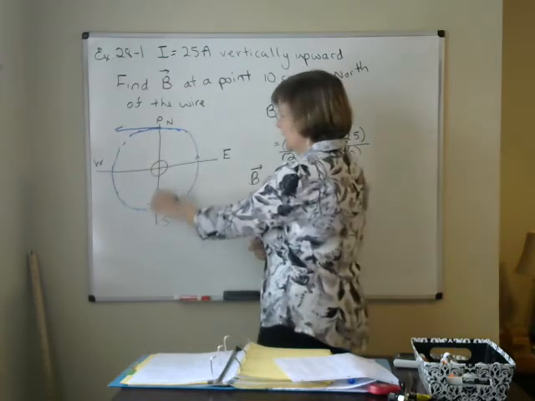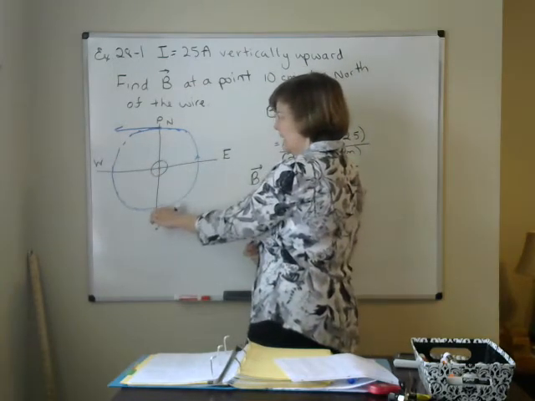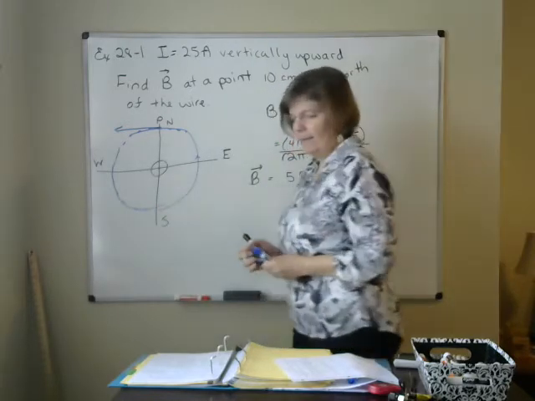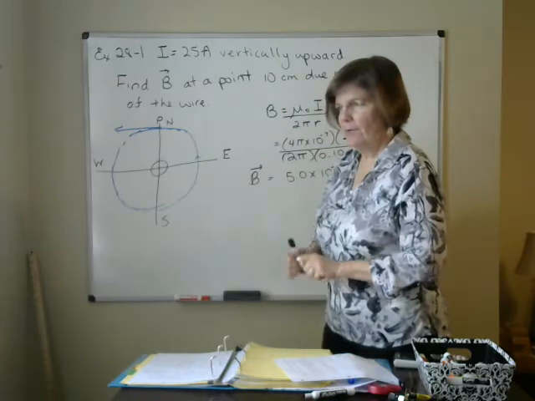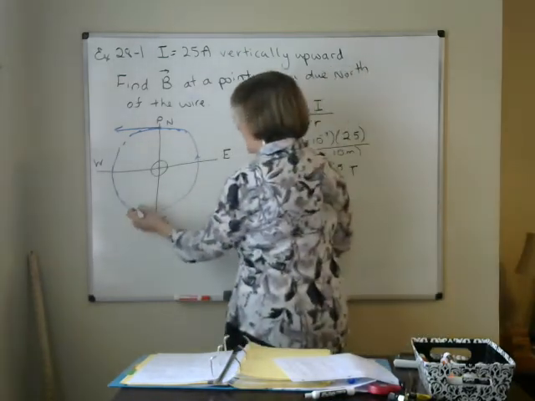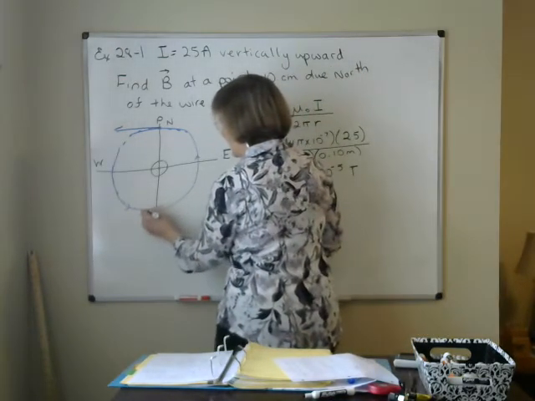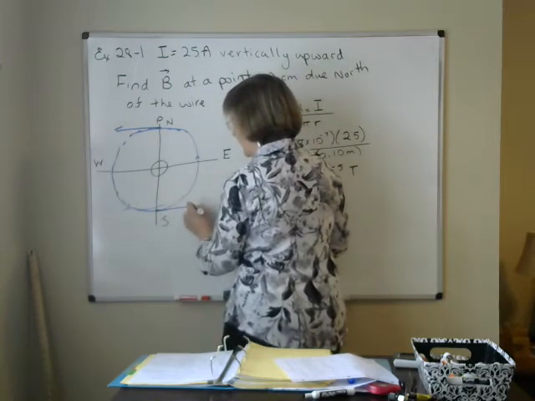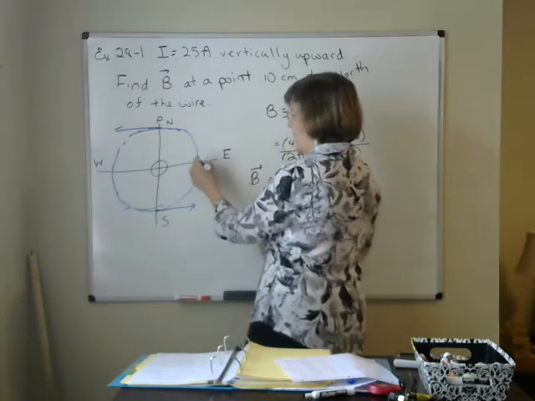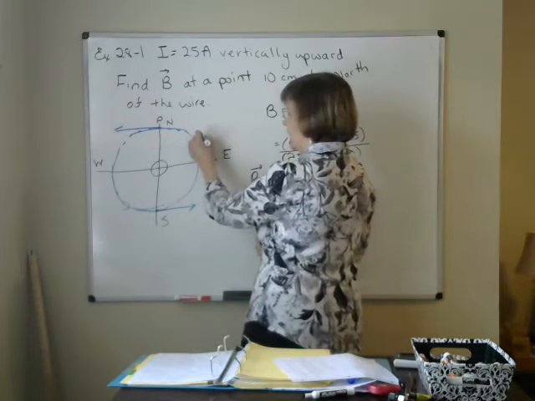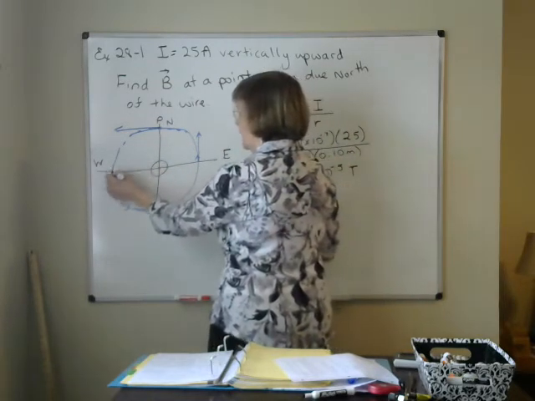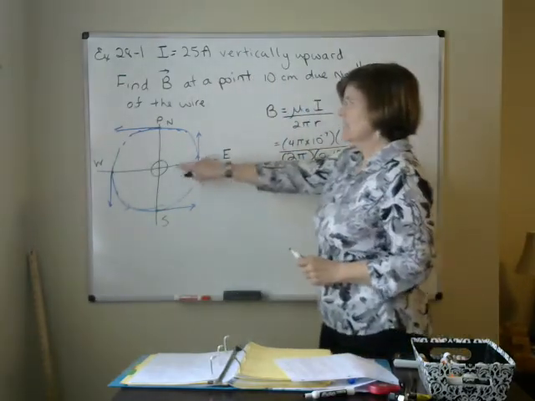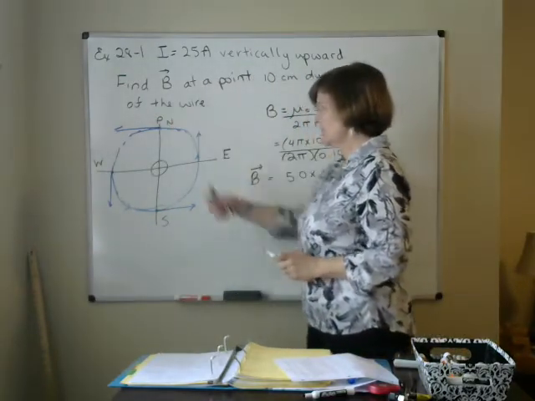Now, if you were 10 centimeters below, if you were down here, at that particular point, you can see that the magnetic field, let's draw some arrows here, is going like this. So if you were right here, the magnetic field points that way. If you happen to be over here, it'd be pointing up. Or if you're over here, it'd be pointing down. But we were 10 centimeters to the north, so it's pointing west.